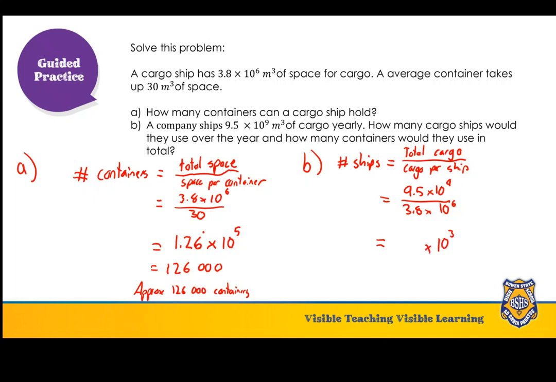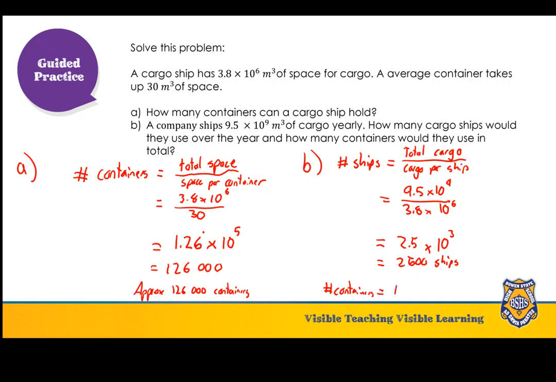And then I'm just going to use my phone to do the other bit, because it's fine for calculations like that. So 9.5 divided by 3.8. 2.5 on the nose. That's handy. 2.5 times 10 to the 3 will be 2500 ships. So that company is going to have to hire 2,500 ships per year.